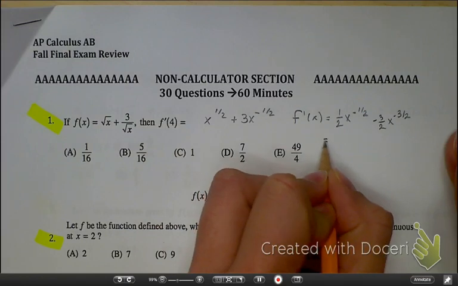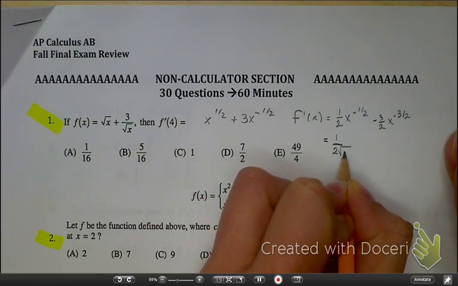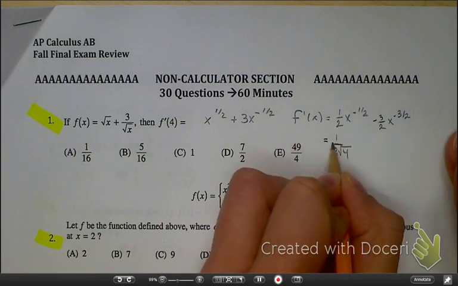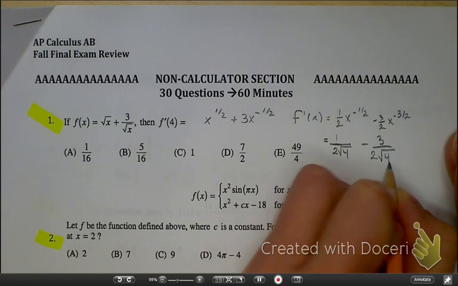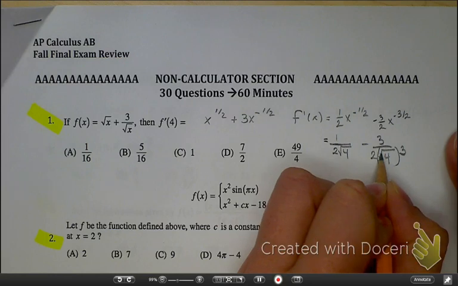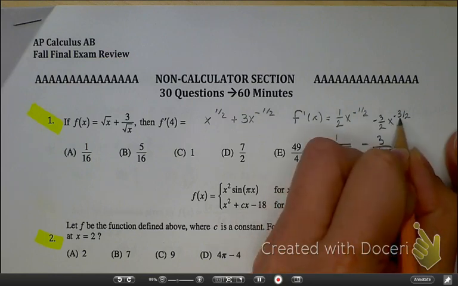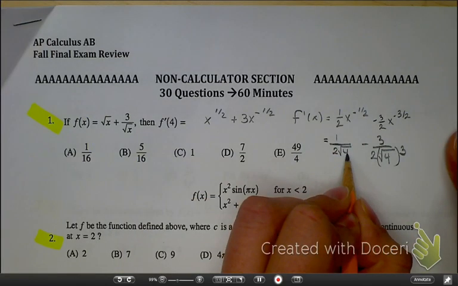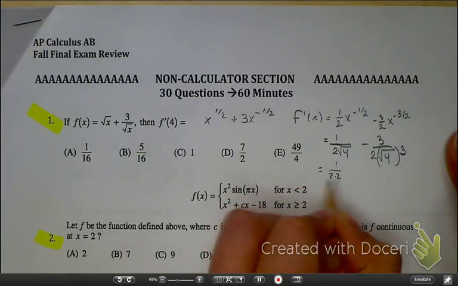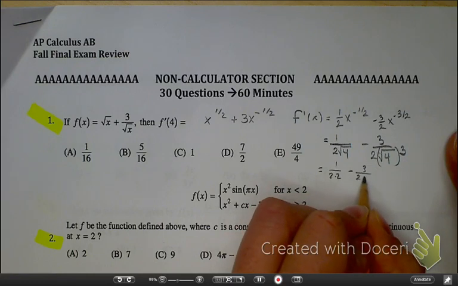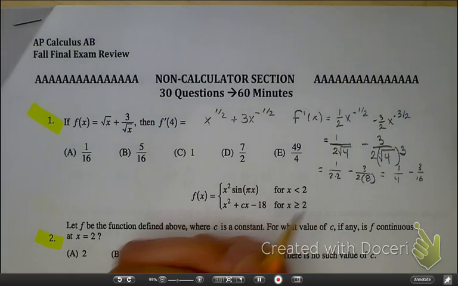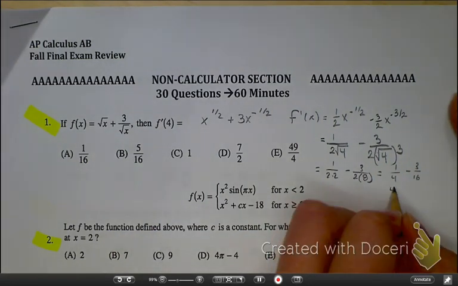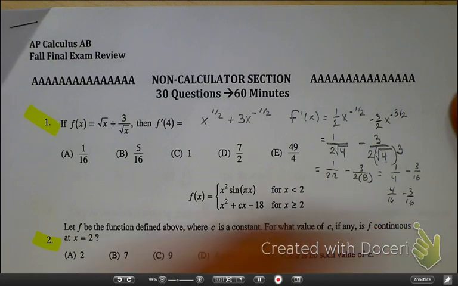If I plug 4 into this function, I get 1 over 2 square root of 4, because x to the negative 1/2 gets pushed back to the bottom underneath the square root, minus 3 over 2 square root of 4, but then that's to the power of 3. That's where the root 2 and power 3 come from. So the square root of 4 is 2. This is 1 over 2 times 2, minus 3 over 2 times 2 cubed, which is 8. So this is 1 over 4 minus 3 over 16. With a common denominator of 16, this is 4 over 16 minus 3 over 16, which is 1 over 16. Answer choice A.